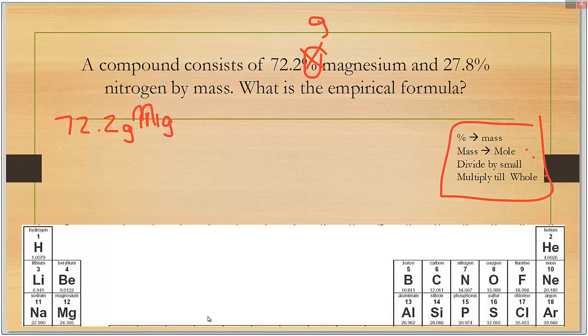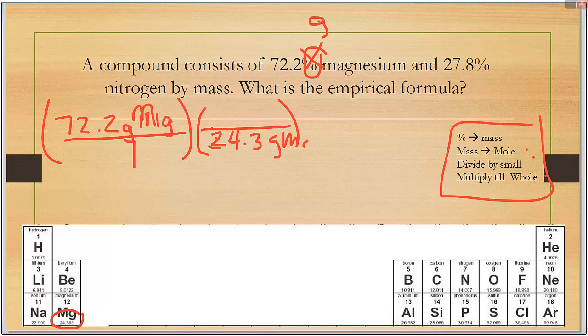Percent to mass, mass to mole. To go from grams to moles, you're going to use the molar mass. Here's magnesium, 24.305, so there's 24.3 grams of magnesium in every mole of magnesium. Percent to mass, mass to mole gives us 2.97 moles of magnesium.